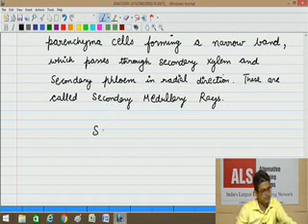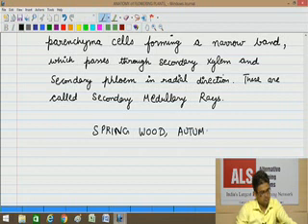Spring wood, autumn wood, and annual rings.